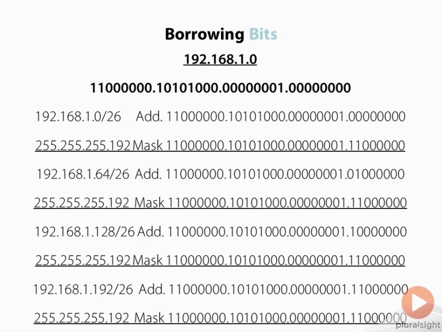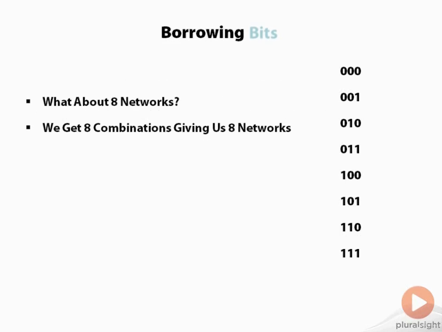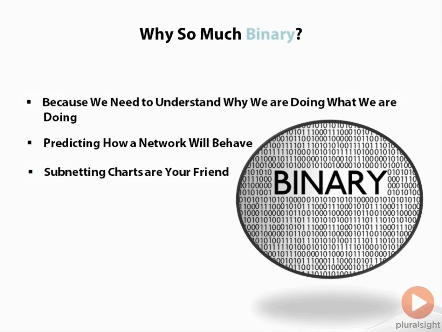What if we wanted to segment this Class C network into 8 networks? Well, if we borrow 1 more bit for a total of 3 bits, how many combinations of 0 and 1 can we get with 3? Well, we get 8 combinations, as you can see here, which means we get 8 networks or subnets by borrowing 3 bits.